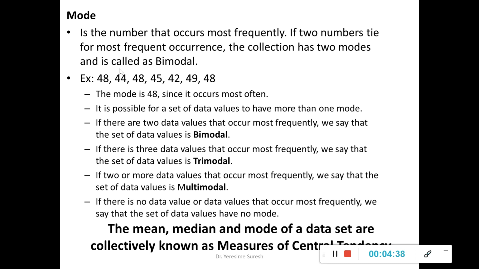We'll see an example wherein I have a set of input values with respect to the salaries of given employees as 48k, 44k, again 48, 45, 42, 49 and 48. Now you can see that 48 is appearing twice, fine. So that means it is bimodal.